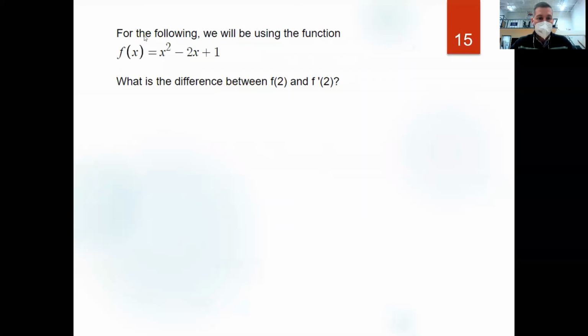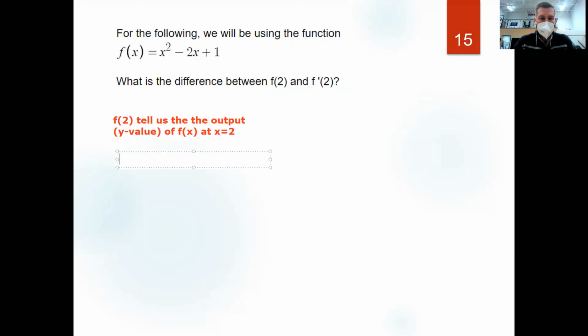Now, let's talk about some questions that you would have to answer. For the following, we'll be using the function f of x equals x squared minus 2x plus 1. What's the difference between f of 2 and f prime of 2? Well, f of 2 tells us the output, the y value of f of x at x equals 2.